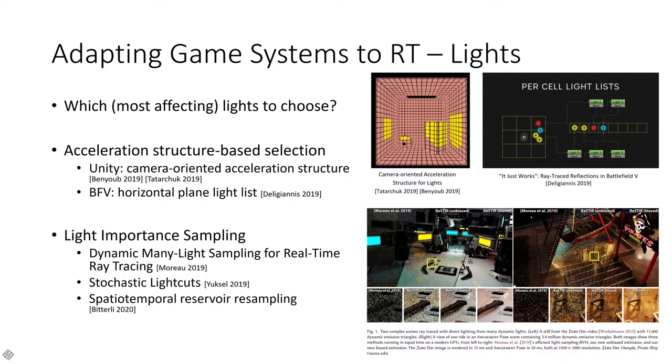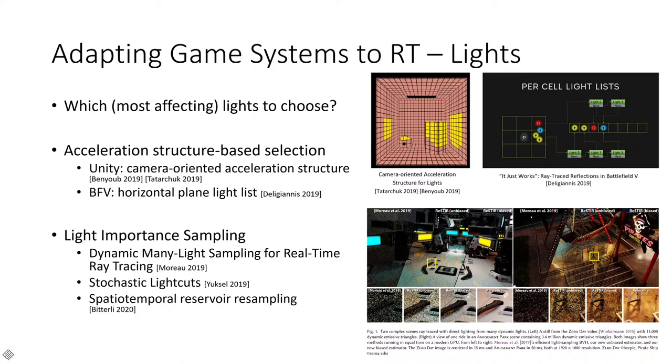Lights is another one, right? How to handle lights is something that comes to mind. Here again, you can't only treat lights that are intersecting or enclosed in the frustum. So how do you choose which lights to sample when a ray hits a surface, any surface? To solve this, you can use a camera-oriented acceleration structure like what Unity does. You can also use a horizontal plane with per-cell light lists, like was mentioned in Battlefield.